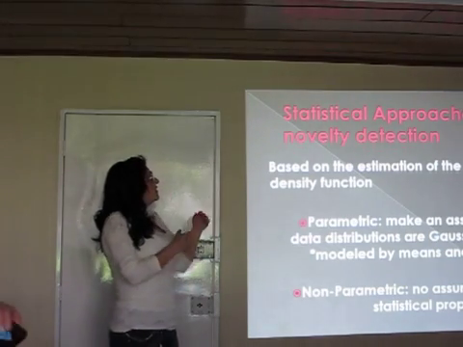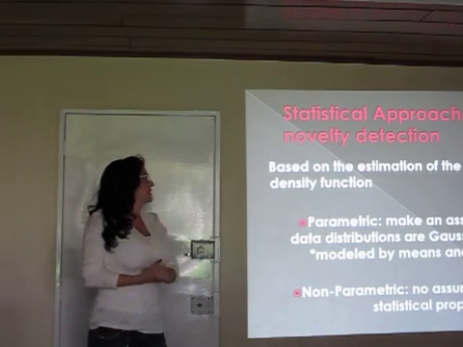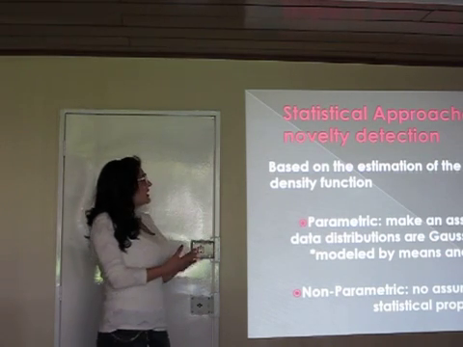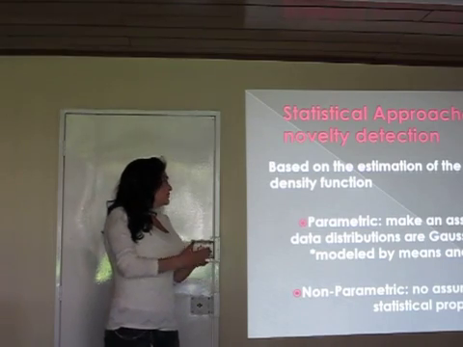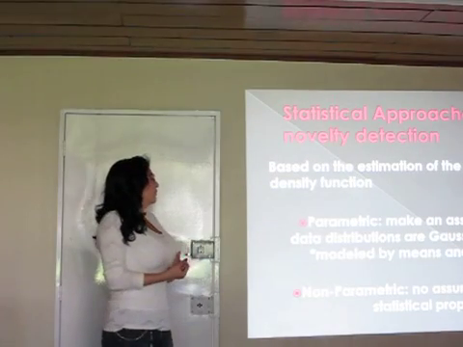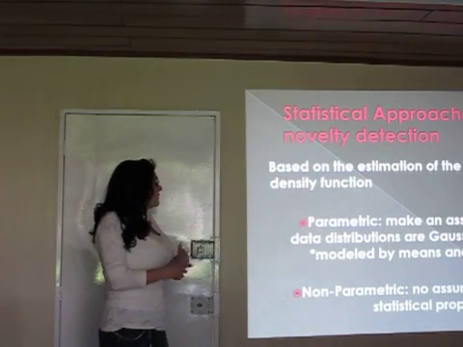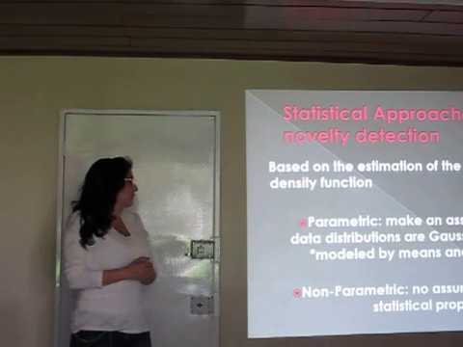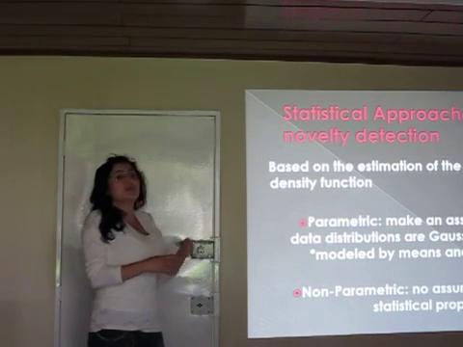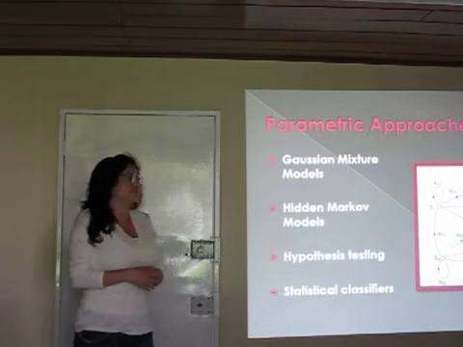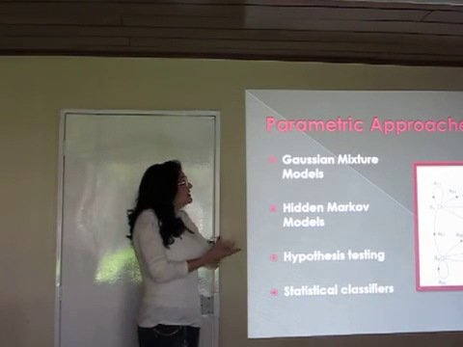And these are also branched in two classes, that is parametric or non-parametric detection. In the parametric detection, you make an initial assumption that the data distribution is Gaussian in nature, so it can be modeled by means and covariance. In the non-parametric, this assumption is no longer viable, and the distribution of the data has to be found by the algorithm.